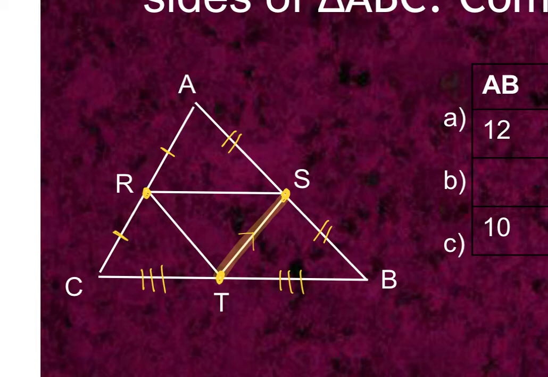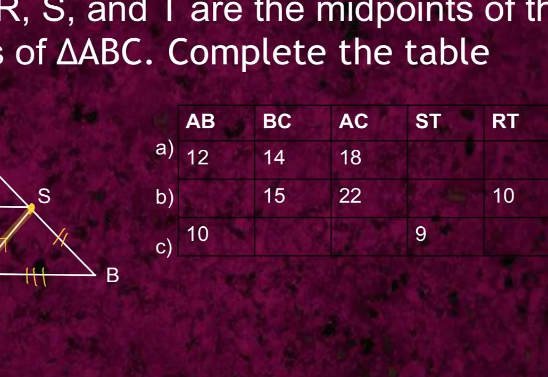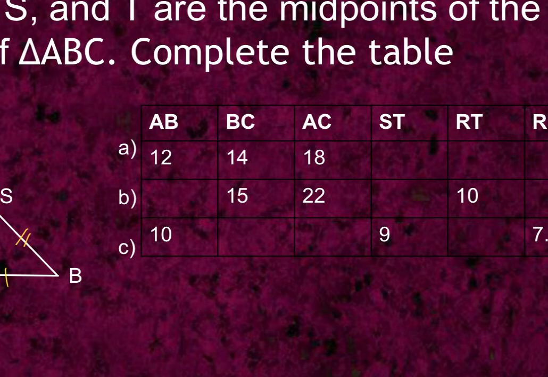Which side of our exterior triangle is parallel to ST? AC, very good. Excellent. So whatever AC is, if we divide it by 2, that's going to be the length of ST. So AC was 18. We divide that by 2, we get 9.